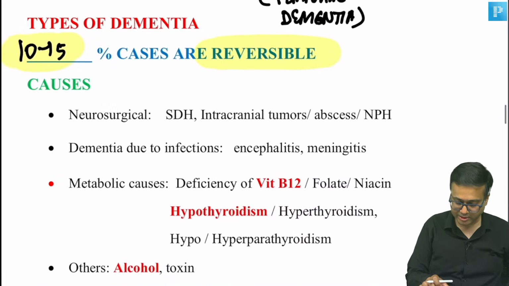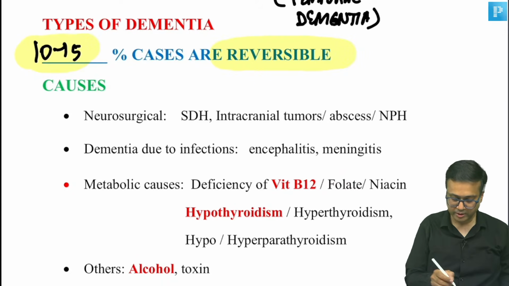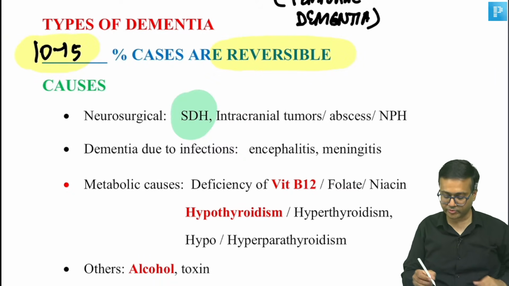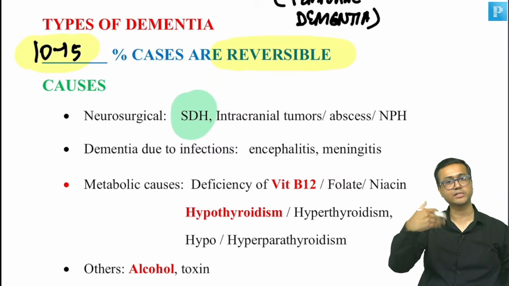So let's discuss this table, beta. Very important questions have been asked from this table also. So there may be neurosurgical conditions such as SDH. Beta, what is SDH? Subdural hemorrhage or hematoma. Even intracranial tumors, abscess, because of these there is dementia. You correct it, treat it, dementia would be reversed.